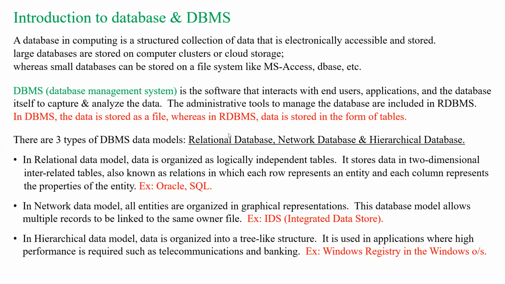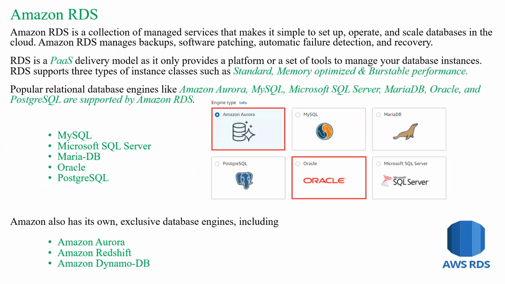So this is just a basic introduction about what a database and DBMS are. In the cloud, how do we represent these database and DBMS? Let us look into that. We have the next topic, Amazon RDS. Amazon RDS is a collection of managed services that makes it simple to set up, operate, and scale databases in the cloud. Amazon RDS manages backups, software patching, automatic failure detection, and recovery.